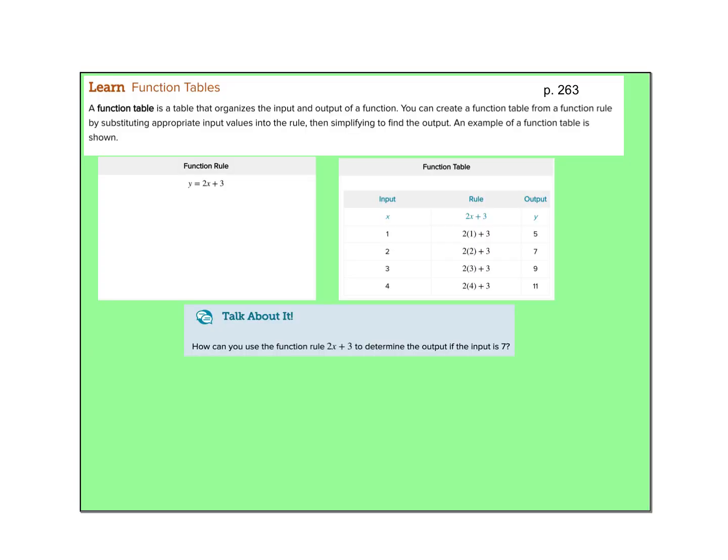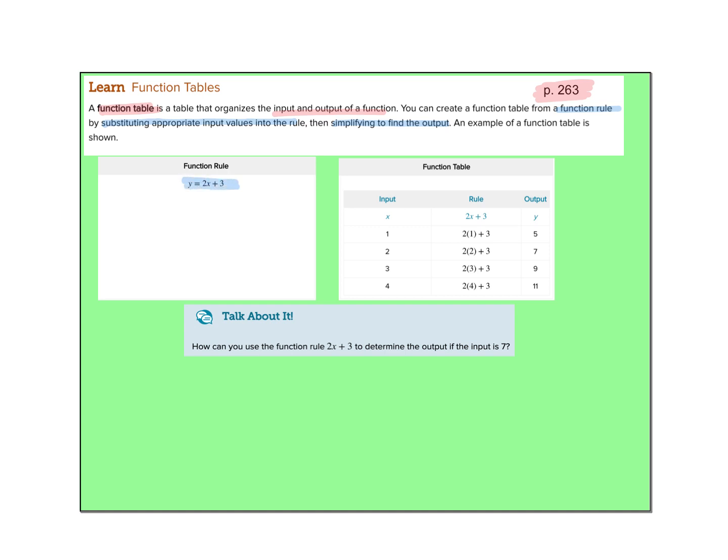So let's open your math book up to page 263. All right, on page 263, we are going to get started. It says a function table is a table that organizes the input and outputs of a function. You can create a function table from a function rule by substituting appropriate input values into the rule, then simplifying to find the output. Okay, I have an example of a function table here.